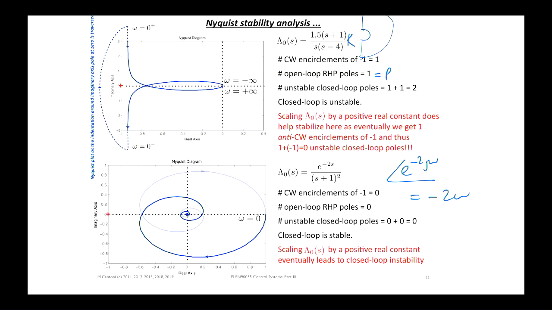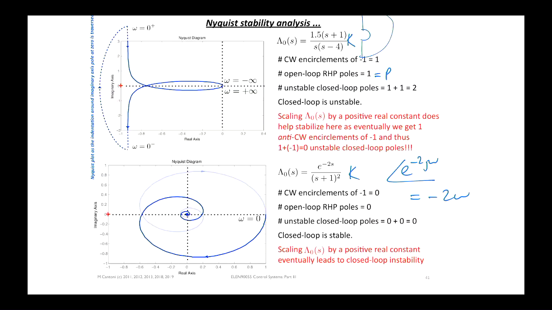It goes around like this, and then as you go up the negative imaginary axis, you just get the mirror image of that. Okay, so you can see that for small gain, we get no encirclements of the critical point, which is what we want for closed loop stability because there are 0 open loop poles in the right half plane. But if we scale this by a positive constant, then once that is larger than a certain amount, we'll end up with the critical point inside here, and we'll start making encirclements of the critical point when we don't want any. And as you keep making k bigger, you get more and more encirclements of the critical point.